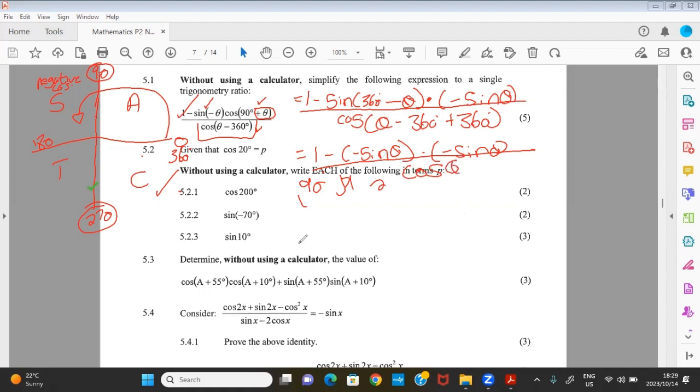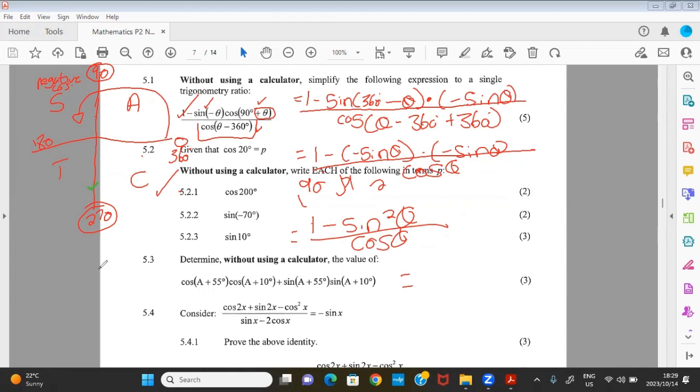So let's see. Now we're going to have 1 minus, we have now negative sine theta multiplied by negative sine theta. So that's just going to be a positive sine squared theta all over cos theta. So just to finish everything up, 1 minus sine squared theta, right?